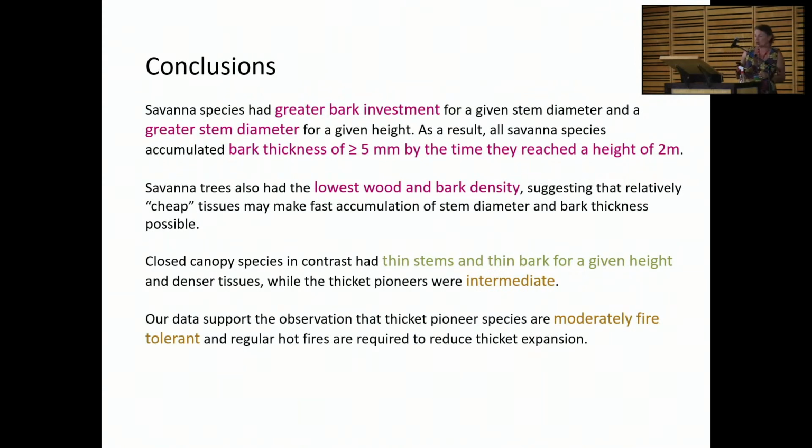In contrast, the closed canopy species had really skinny stems and thin bark and much denser tissues, and the thicket pioneers were intermediate, but more similar to the savanna species. And also, the wetter site with the higher fire intensity had slightly thicker barked pioneers. So that supports the observation that thicket pioneer species are moderately fire tolerant, and that hot fires occasionally are probably required to limit their expansion.